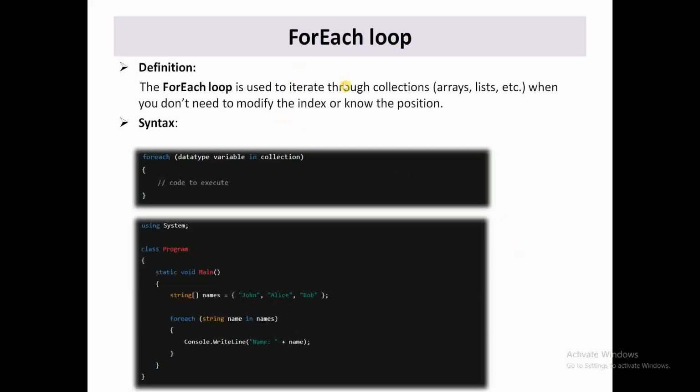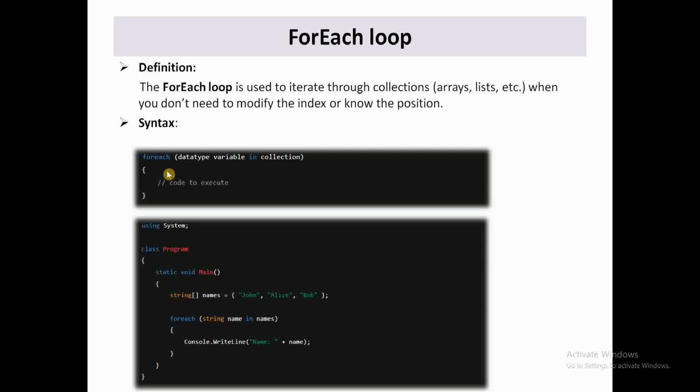Next we have for each loop. The for each loop is used to iterate through collections like arrays, lists, etc., when you don't need to modify the index or know the position. If we want to put a condition on some arrays of strings or integer arrays, lists or any collections like that, then we can use for each loop, where we do not need the initialization value or the indexing, or we do not want to put any condition onto that loop. So we can go with this one, for each loop.